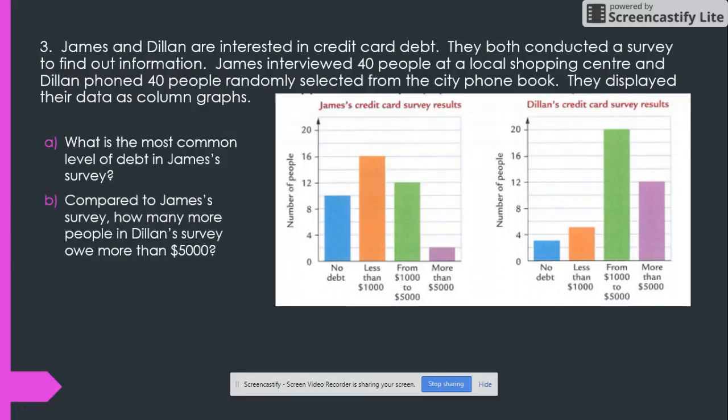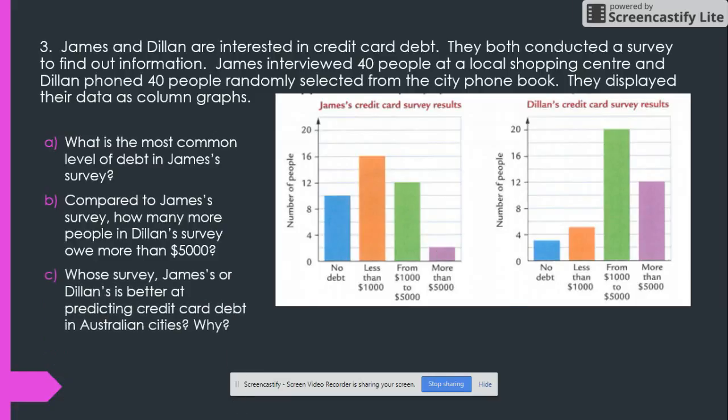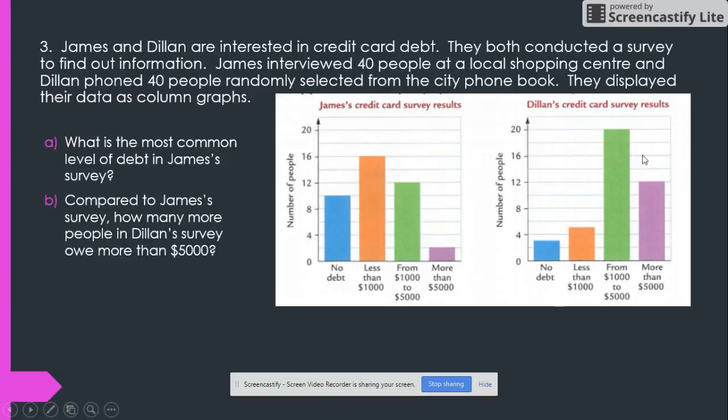Compared to James's survey, how many more people in Dylan's survey owe more than 5,000? So here we've got 12 people owe more than 5,000 in Dylan's, and in James's, we've got 2 people. So we've got to subtract those 2 to give us that answer. So you subtract the 12, take 2.